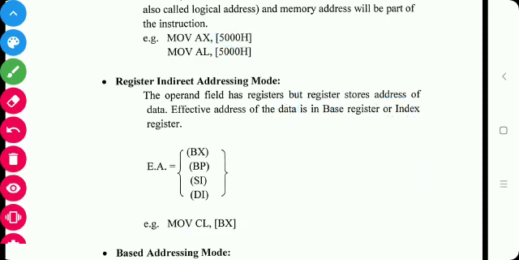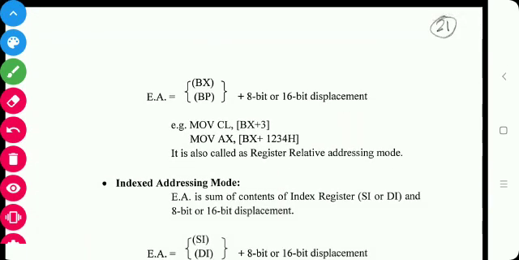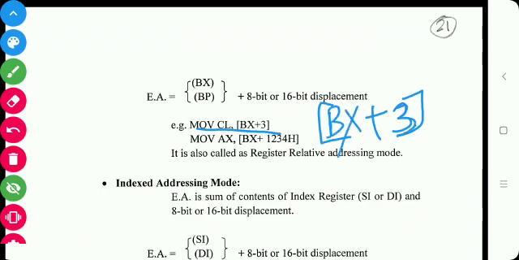Then next is based addressing mode. In this, the effective address is the sum of one base register and an 8-bit or 16-bit displacement. The example of this is MOV CL, [BX+3]. So the effective address is the addition of the 8-bit or 16-bit value, which is called the displacement, plus the base register. The base register may be BX or BP.